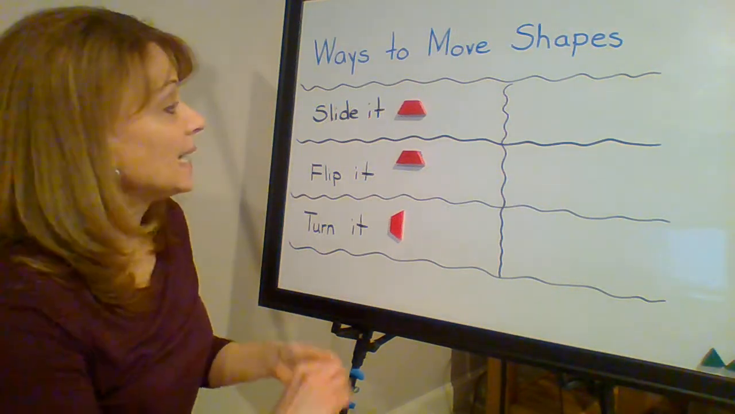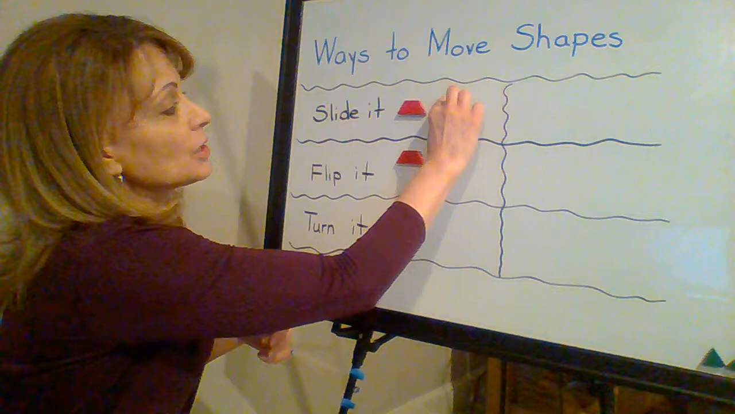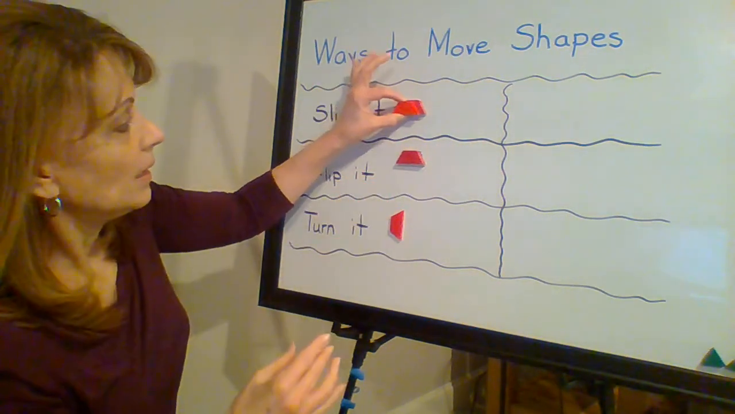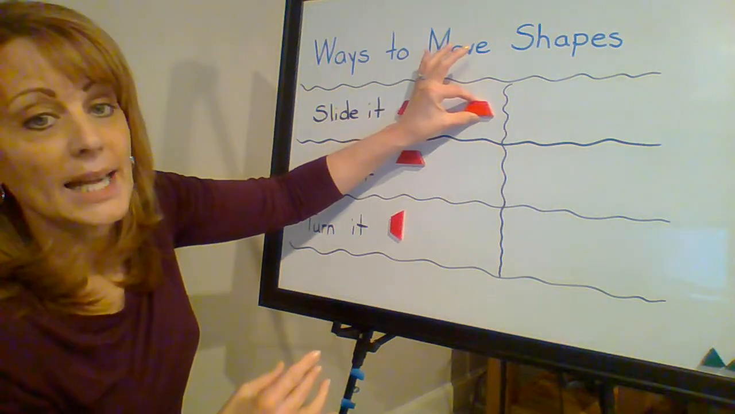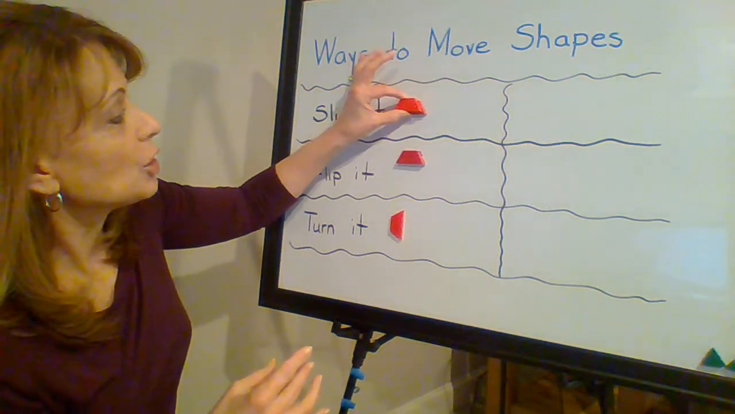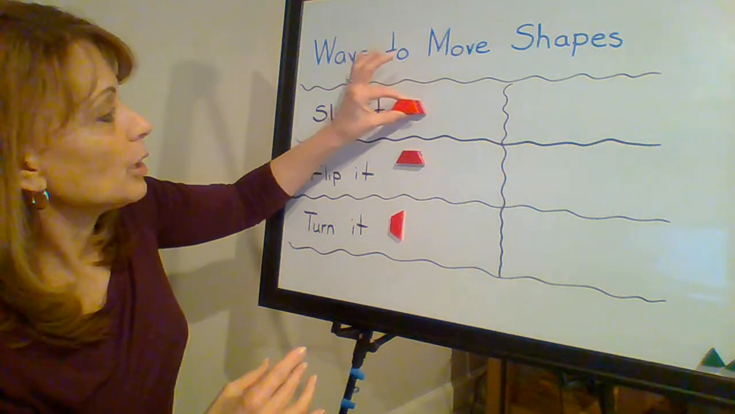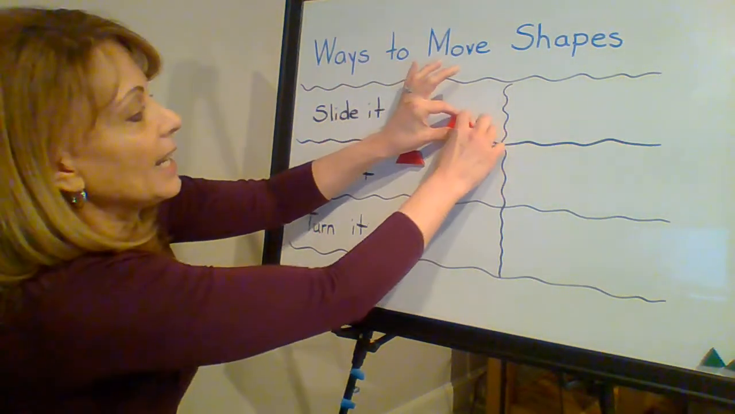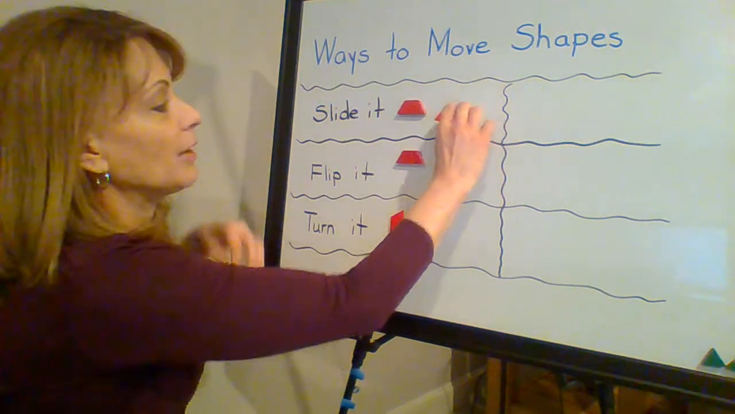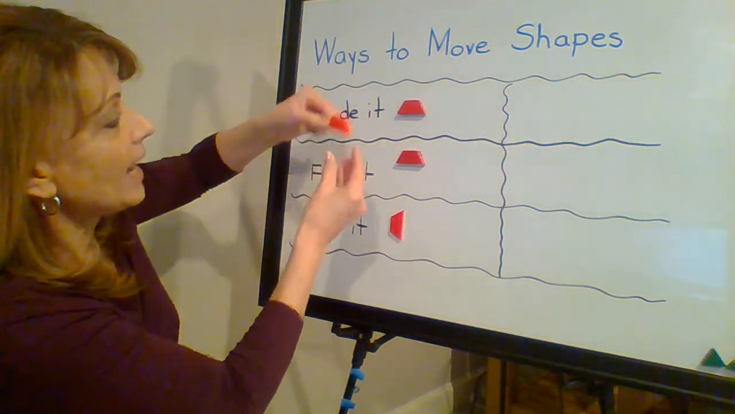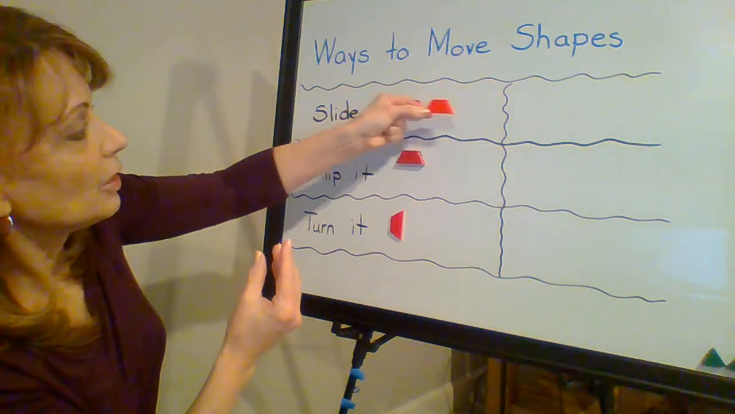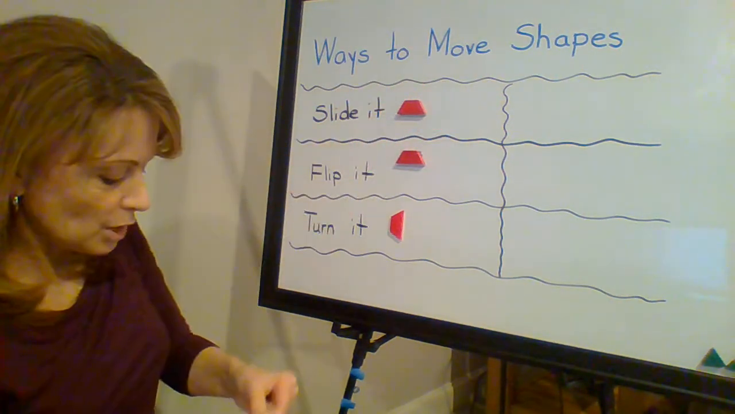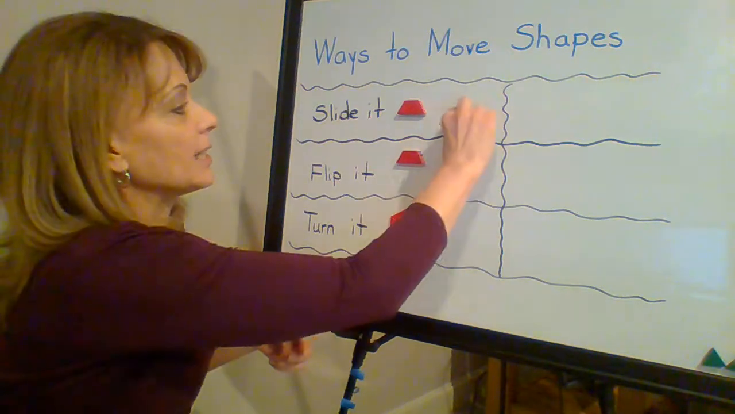So when you slide it, you just go in one direction. You take that shape and you just slide it over, or maybe you slide it up, or you slide it down. You could even slide it in a diagonal, but it doesn't matter. The shape stays exactly the same. It's here, it's here, it's here, it's here, but no matter what you do with it, it looks exactly the same.